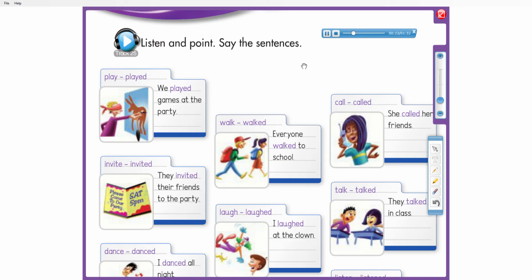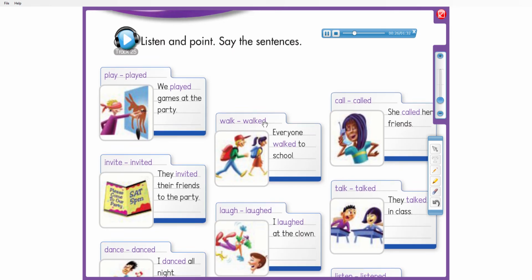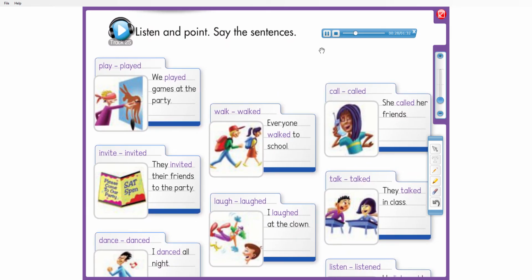Walk. Walked. Everyone walked to school. The second verb is the verb to walk. We have walk in the present. In the simple past, walked. I walk. Yesterday, I walked to school. I walk now in the present. I walked in the past.